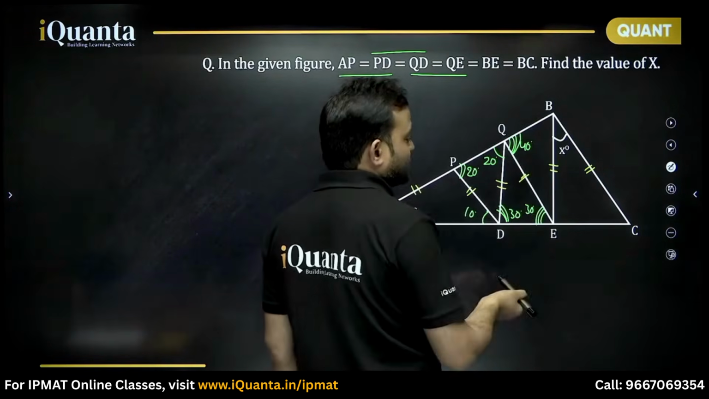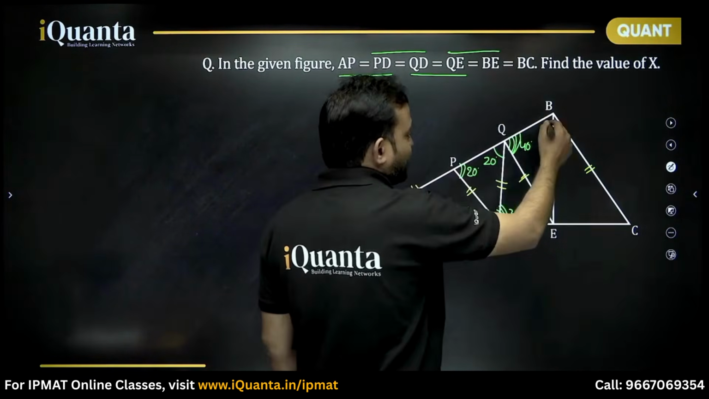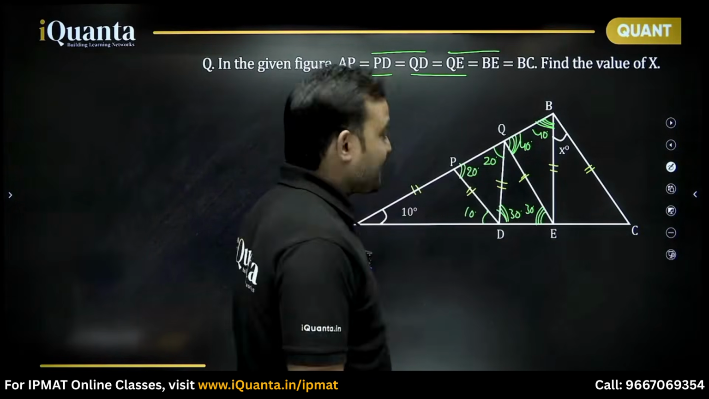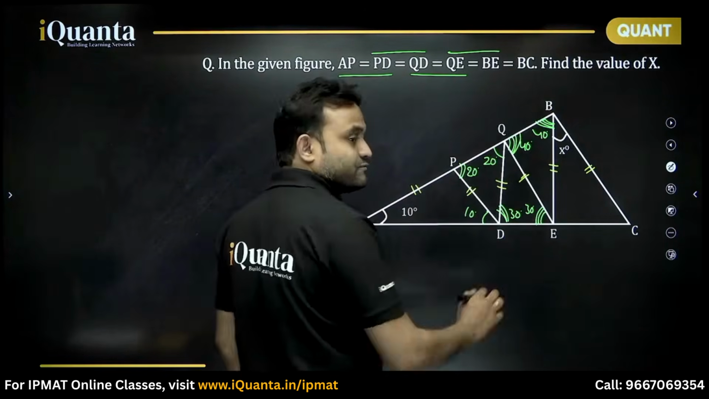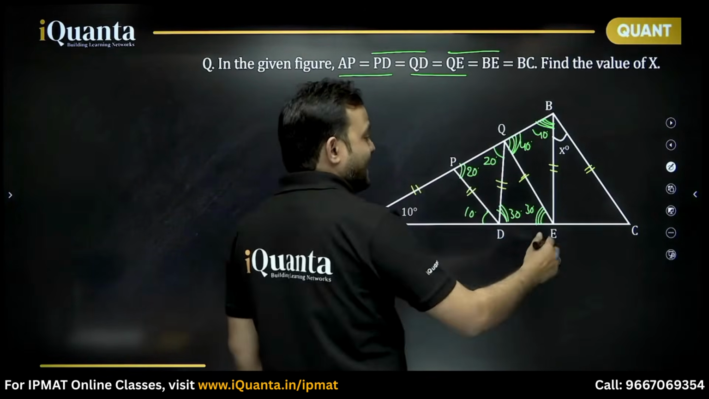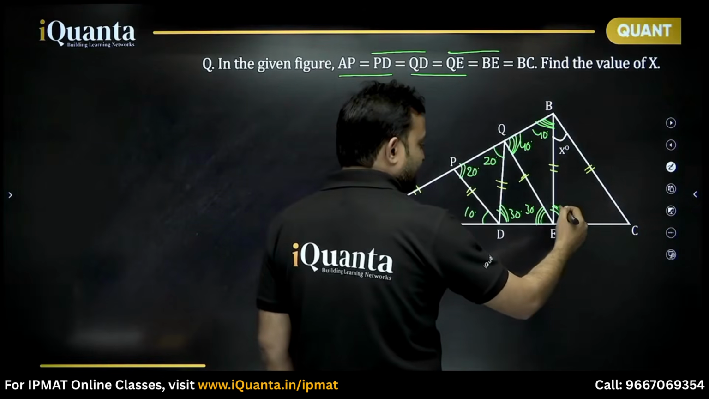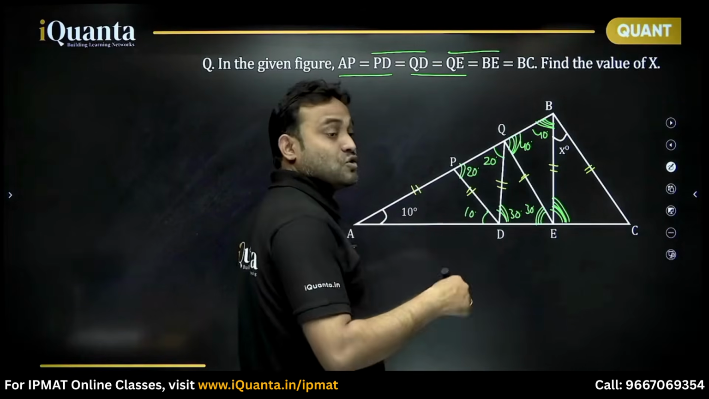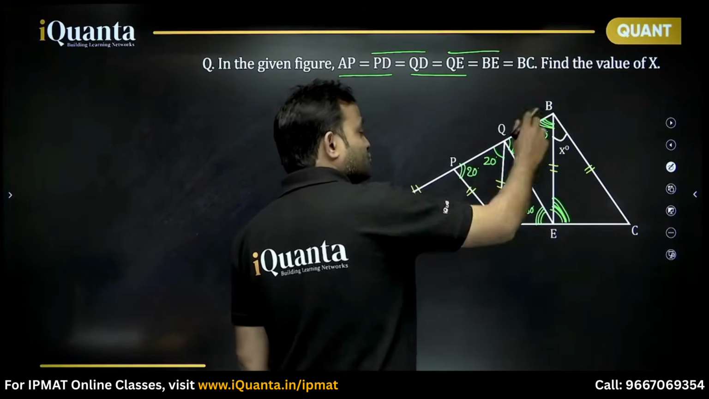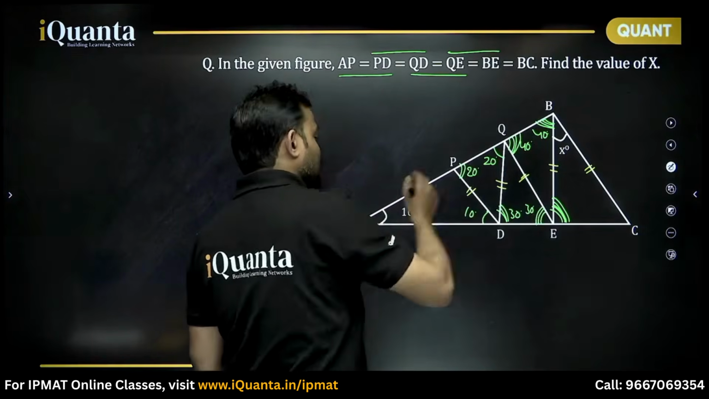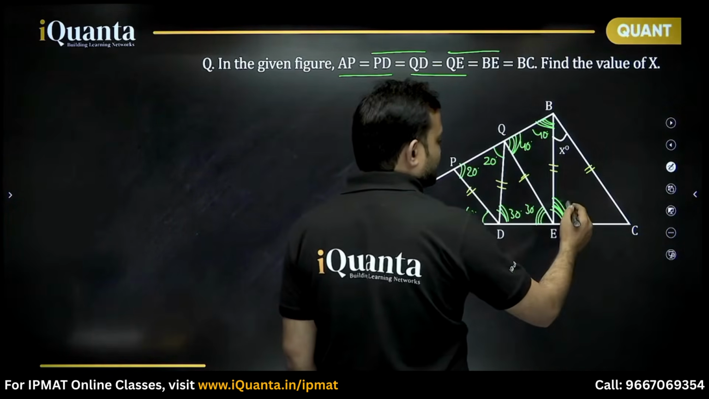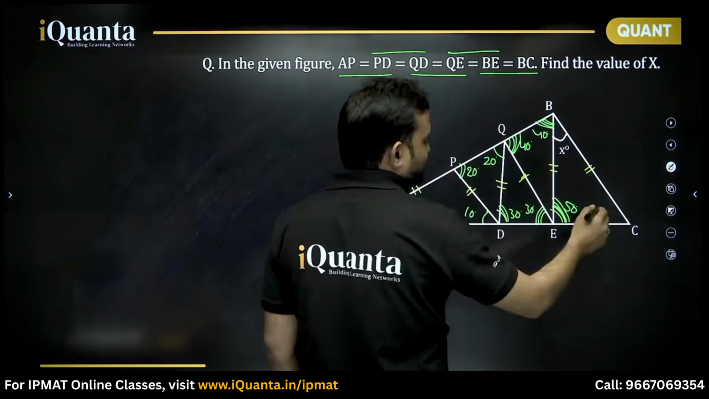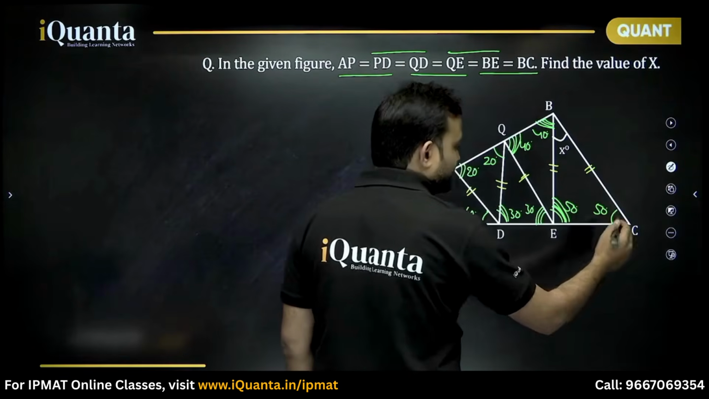And if this is 40, QE is equal to B. So this angle will also be 40 degrees. Again, in triangle ABE, focus on triangle ABE, angle BEC is nothing but the exterior angle, which will be equal to the sum of the two opposite interior angles. So angle QBE 40 plus angle BAE 10, so this will be equal to 50 degrees. And if this is 50, BE is equal to BC, this will also be 50.